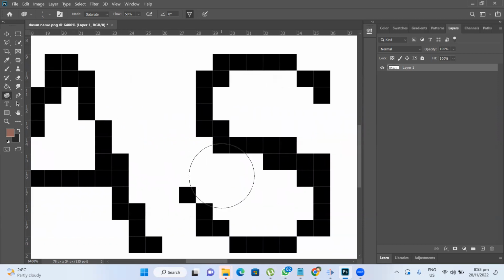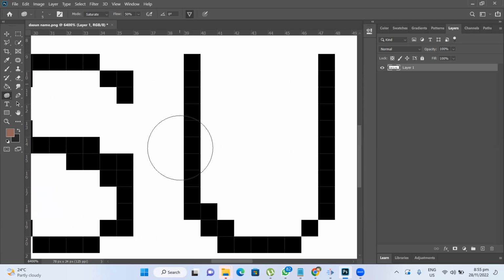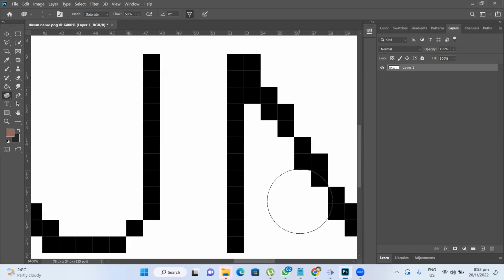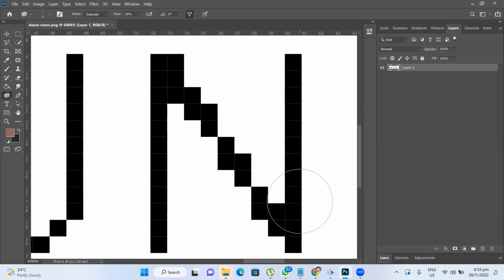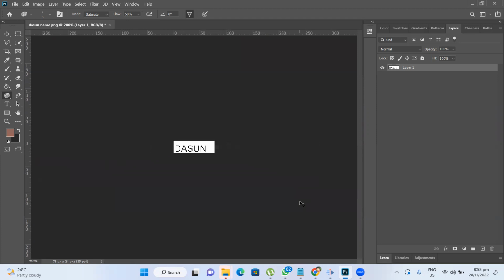This is what the computer is. S is made up of small squares. U is made up of small squares. And N also small squares. And then ultimately, if you look, you can see small letters, it's my name. This is what the computer does. You need to understand that, right?